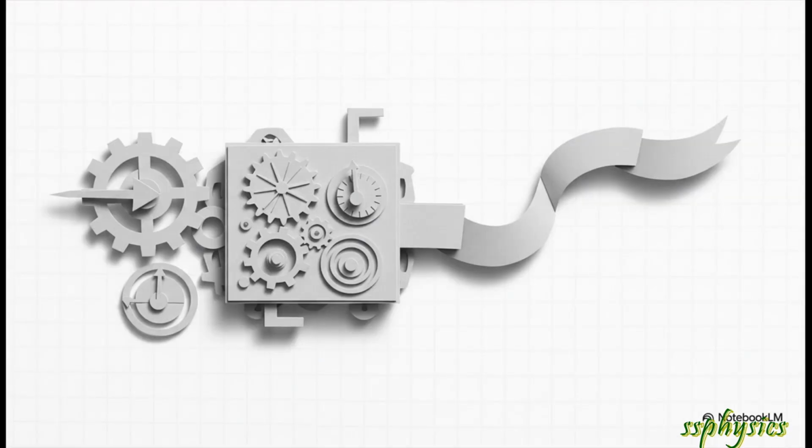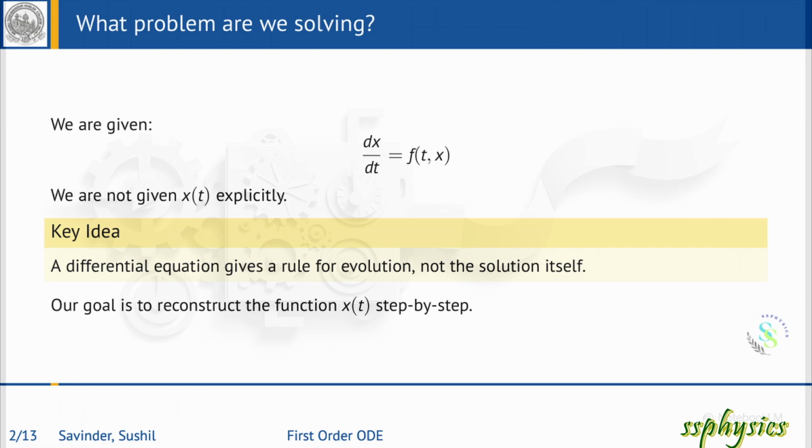So this is what the problem looks like mathematically. On the left side, that dx over dt term, that's just the rate of change of some quantity we're calling x over some time t. Now on the right, that function f of t comma x, that's our rule. It's telling us that the rate of change depends on both the current time and the current value of x. Our job is to work backwards and figure out the original function, x of t.